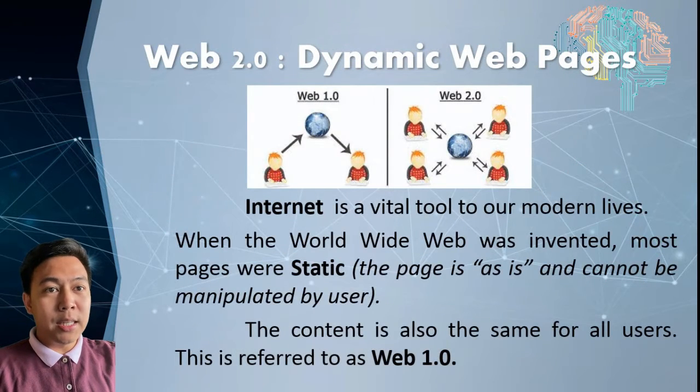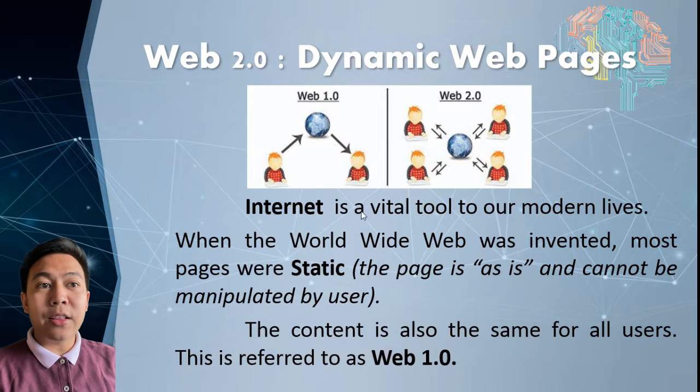So let's proceed. It says here that the internet is a vital tool to our modern lives. When the World Wide Web was invented, most of the pages were static, meaning the page is cast in stone and cannot be manipulated by users. The content is also the same for all users, and this is referred to as Web 1.0. So basically, when the Web started, it was just used for viewing purposes.